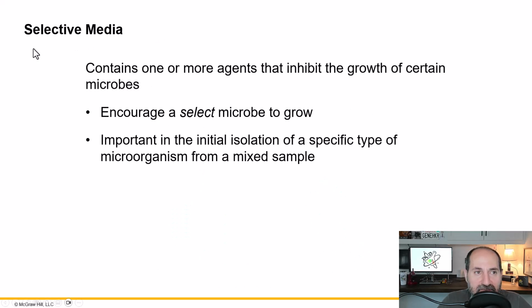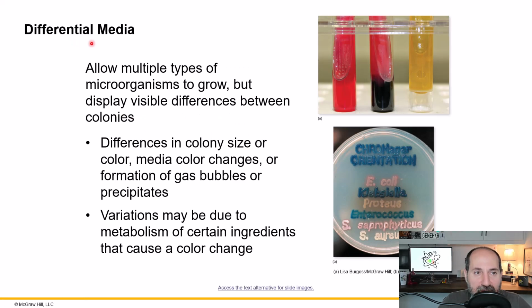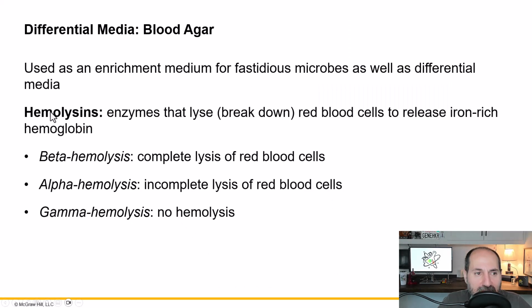So selective media, again, contains one or more agents that inhibit the growth of certain microbes and encourage a different set of microbes to grow. Whereas differential media allows multiple types of microorganisms to grow, but it helps display visible differences between different types of colonies. You should know about blood agar.